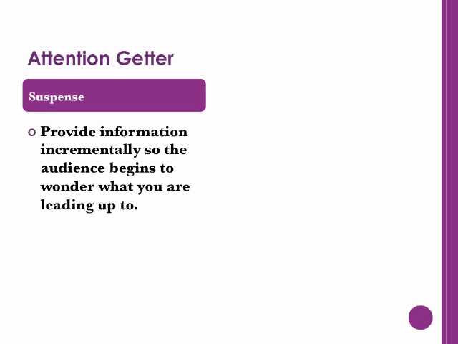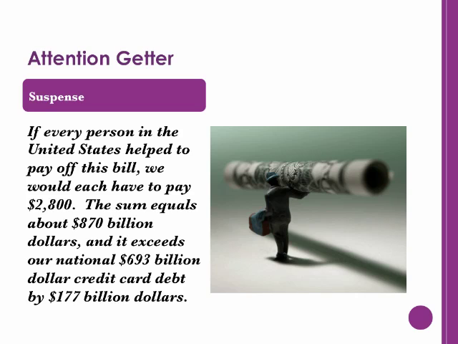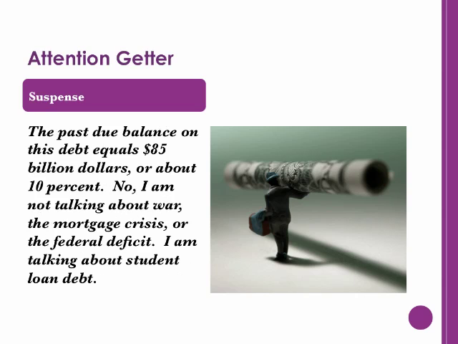Another approach to getting the audience's attention is to use suspense, where you provide information incrementally so that the audience begins to wonder what you are leading up to. Here's an example. If every person in the United States helped to pay off this bill, we would each have to pay $2,800. The sum equals about $870 billion, and it exceeds our national $693 billion credit card debt by $177 billion. The past due balance on this debt equals $85 billion, or about 10%. No, I am not talking about war, the mortgage crisis, or the federal deficit. I am talking about student loan debt.